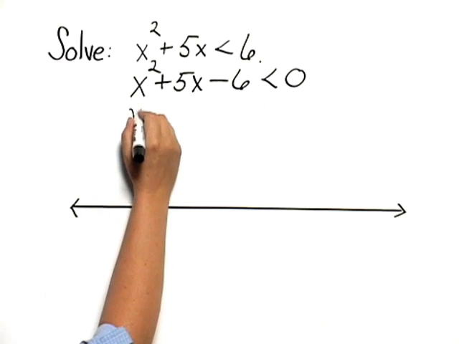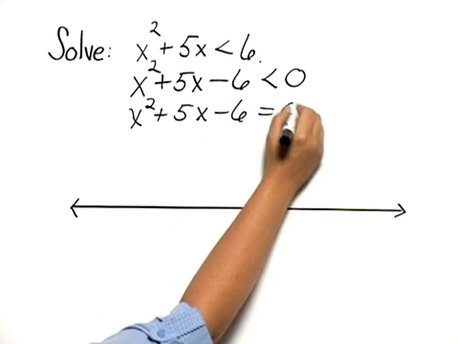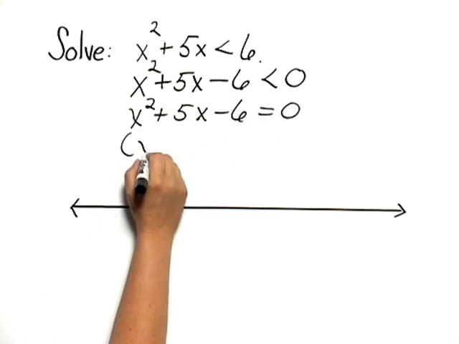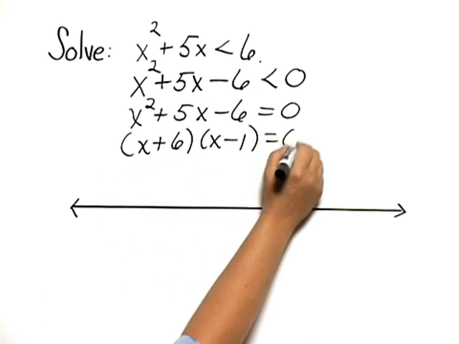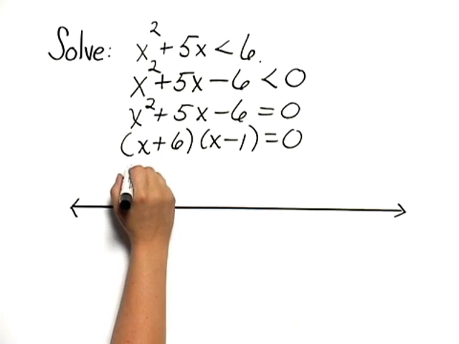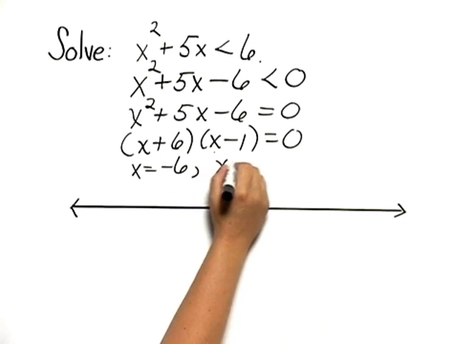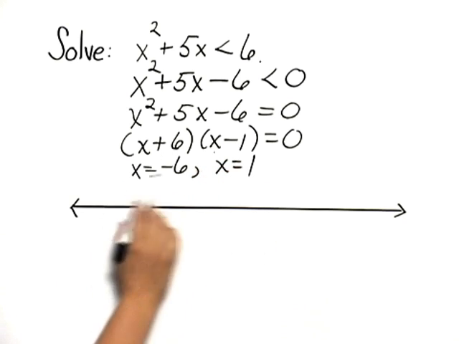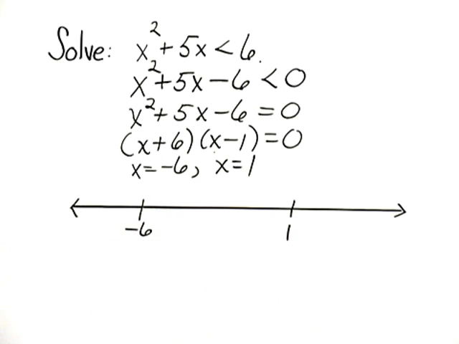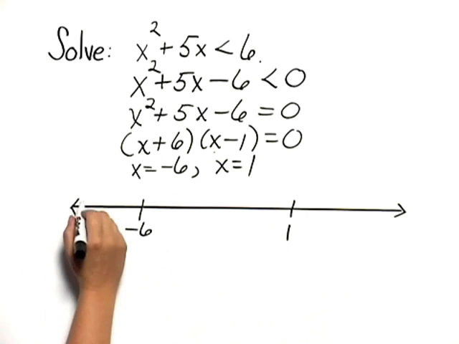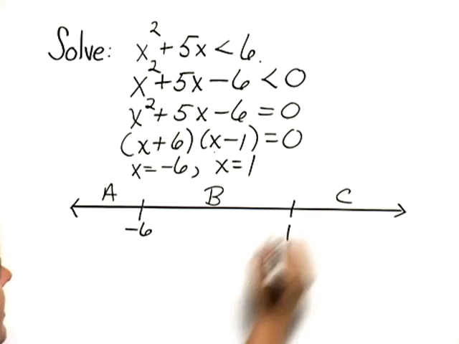Let's first of all find where x squared plus 5x minus 6 equals 0. Well, if we factor, we get x plus 6 times x minus 1 equals 0. X plus 6 is 0 when x equals negative 6. X minus 1 is 0 when x equals 1. We use these values, negative 6 and 1, to break the number line into 3 intervals. And let's just call this interval A, and this interval B, and this interval C.